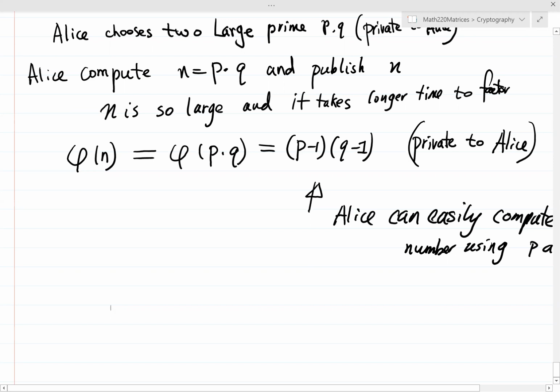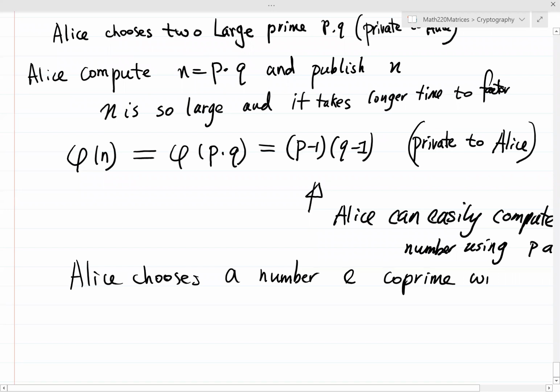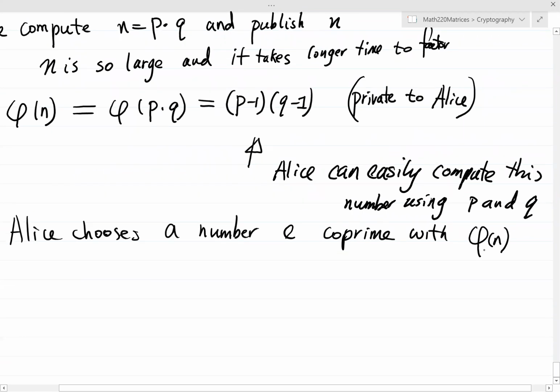Now Alice chooses a number e, co-prime with phi n. Because Alice has phi n, she can easily find a number co-prime with phi n, i.e. the GCD, greatest common divisor, of e and phi n is 1.